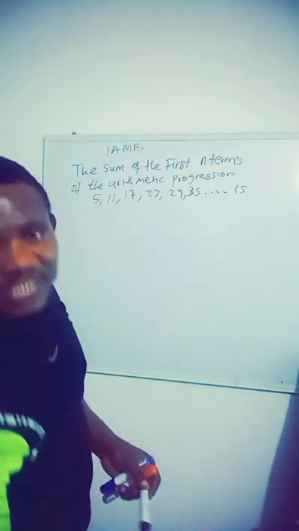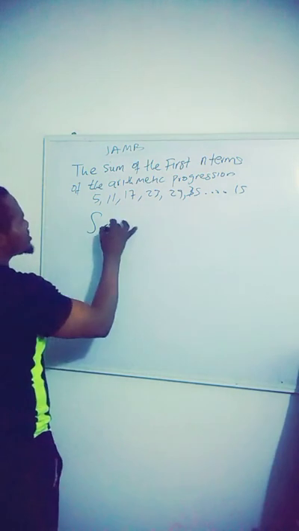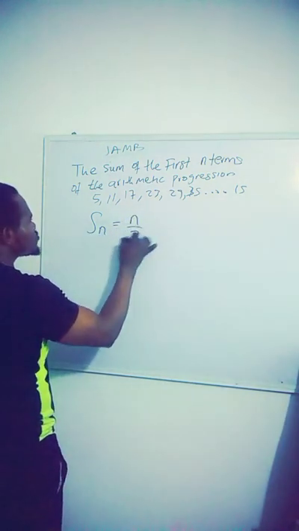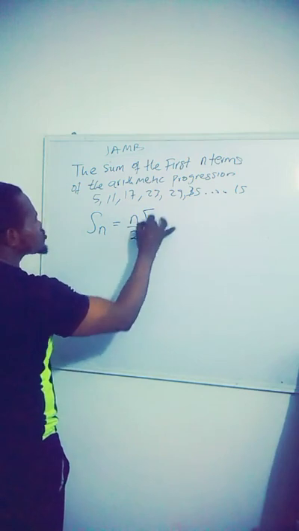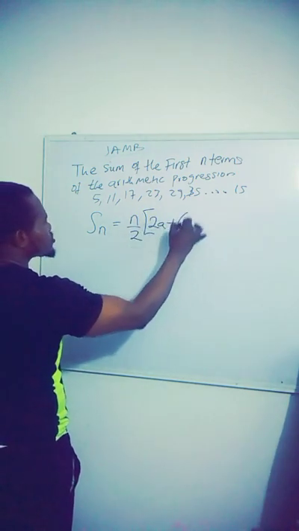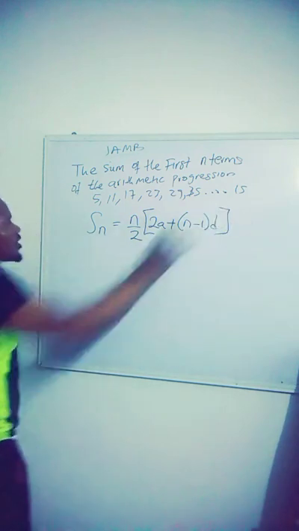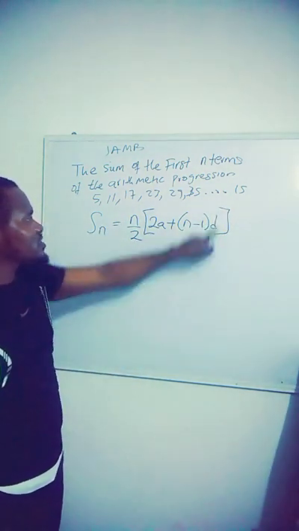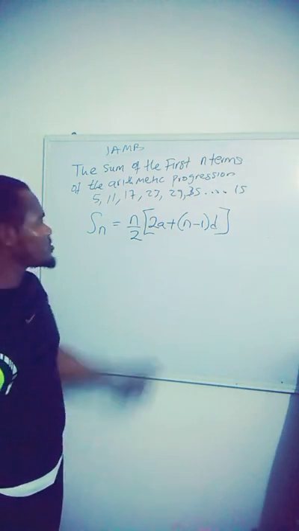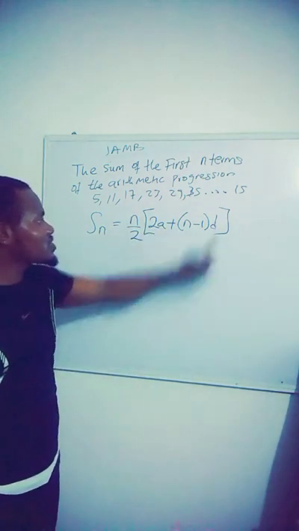The sum of an arithmetic progression is equal to n over 2 times (2a plus (n minus 1)d). I hope you know all the terms. n is the number of terms, a is the first term, and d is the common difference.